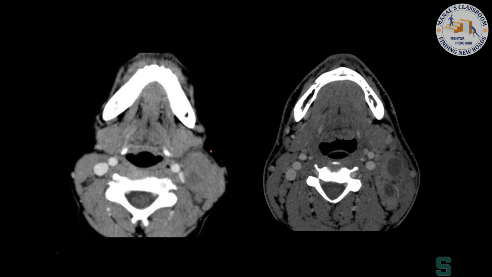So both of these kids come in here and they have a unilateral painful neck mass. So we have a mass here, and then we have a different patient that has a mass here. So what's the difference in appearance between the mass on the left and the mass on the right? Both have contrast, but what's the difference when you look internally between the left and the right?